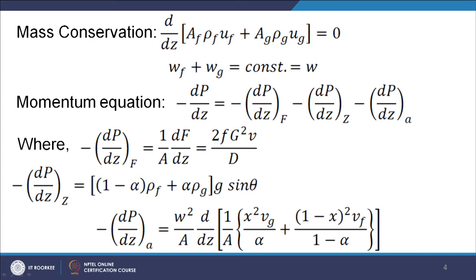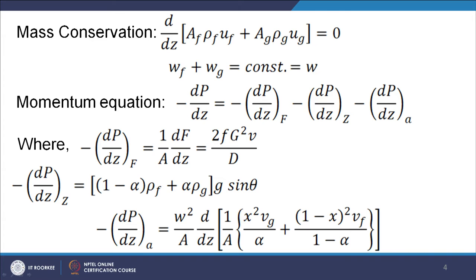Now, for the buoyancy part, that means the gravitational part, you can write minus dP/dZ at Z is equal to (1 minus alpha) rho_F plus alpha rho_G, into sin theta. The first part, (1 minus alpha) rho_F g sin theta, comes from the liquid momentum equation, and alpha rho_G g sin theta comes from the gaseous momentum equation. The most important and vital term is dP/dZ at A. So you see dP/dZ at A will be this expression.